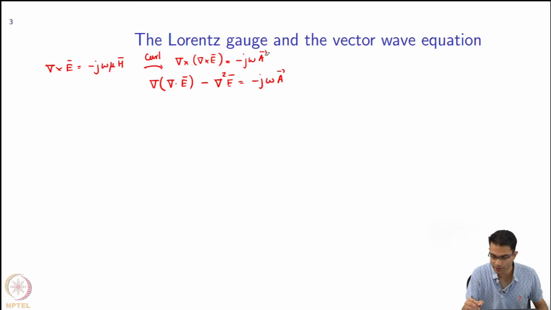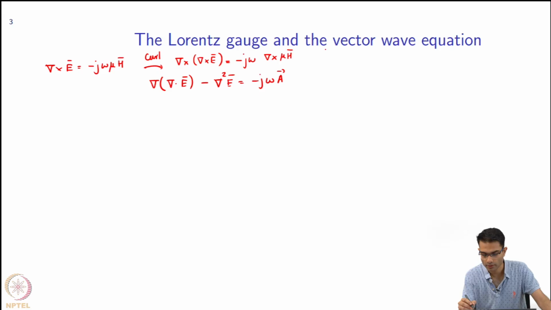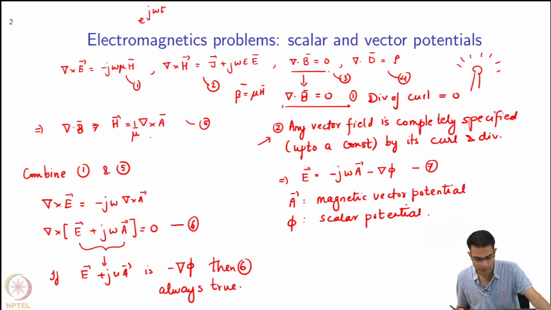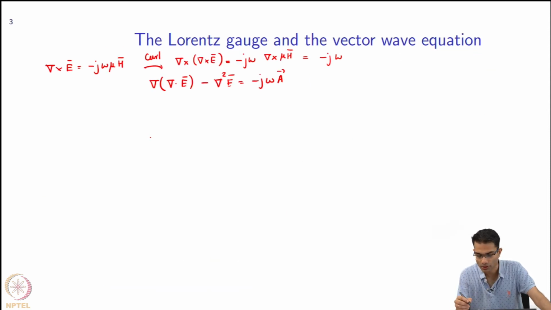Oh wait, I think I messed that up. This is curl of mu h when I just take curl on both sides, right? And which is equal to minus j omega. Curl of h I said is, yeah, so right. Curl of A is h. So now I substitute this curl of this h over here. So I will get the mu will cancel off, right? So I will get a del cross A. Yeah, that's the better way.